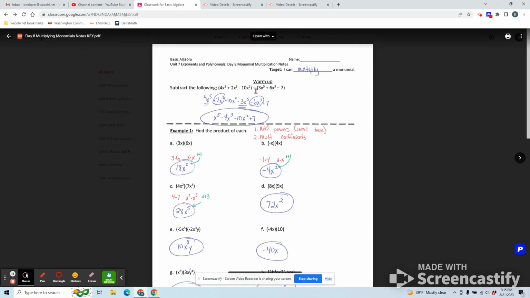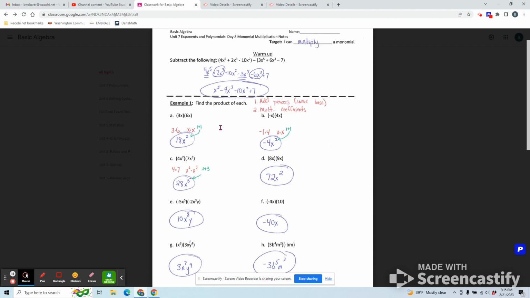Now, the reason I emphasize that this was subtraction is if we look down here, we have two sets of parentheses, but none of them have an operation printed between them. If I have two sets of parentheses and there's no operation printed between them, it's assumed that is multiplication. We also know that because I tell you to find the product of each. So we multiply.